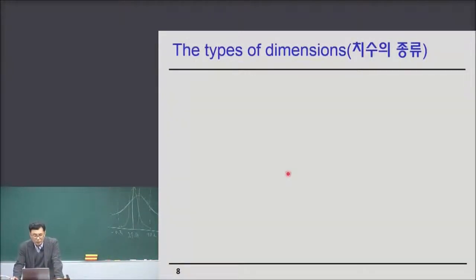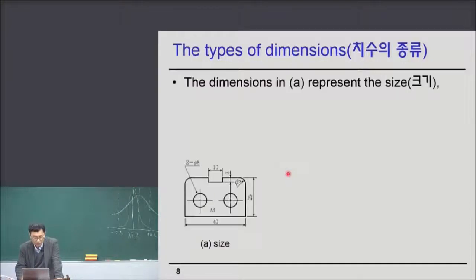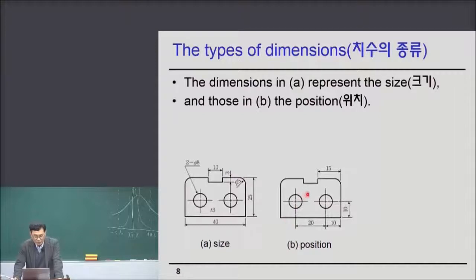There are types of dimensions. The dimensions in A represent the size. So the size of the circle is now pi 8. Okay. The size of the groove is 10. The dimensions in A represent the size, and those in B the position. So the position of the two circles is 20, right? 20. This means 10. 10 is the position of the edge from the center of the circle. So this is the position.